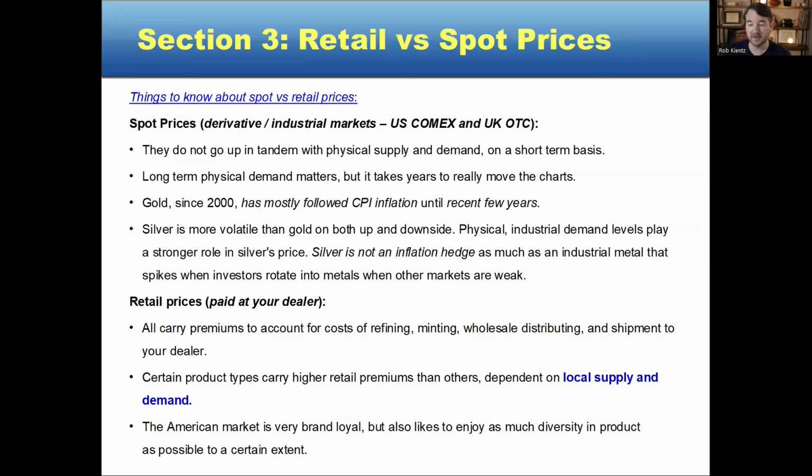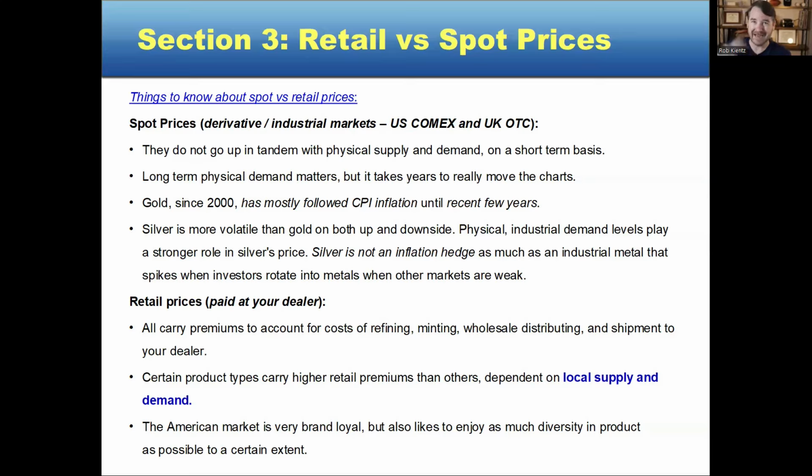All right, retail prices, those you'll pay at your dealer, whether online or in a store, carry premiums on top of the spot price to account for the cost of refining, minting, wholesale distributing, and shipment to your dealer. The next two points I want you to pay attention to because most people do not understand this, but I'm going to demonstrate it in the charts and through anecdotal evidence of me being a dealer and buying for the last 16 years as well.